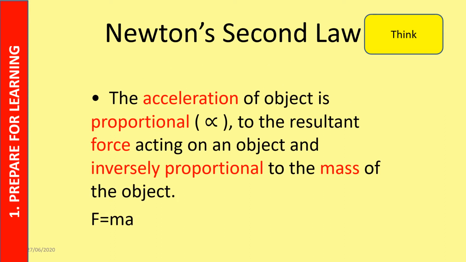This is Newton's second law, and again you need to memorize this. The acceleration of an object is proportional to the resultant force acting on the object and inversely proportional to the mass of the object. And if we were going to write that as a formula, we would write F equals ma, force equals mass times acceleration.